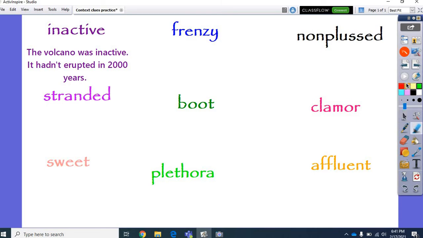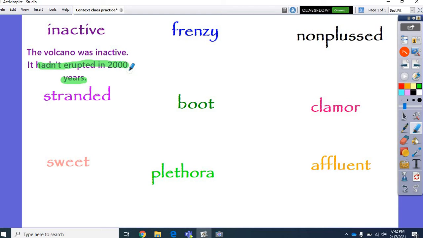Okay, so I see the word inactive. When I use my context clues, I'm going to look at all of the words and sentences around it and see if it gives me kind of a clue. Okay, it says that a volcano was inactive and that it hadn't erupted in 2,000 years. That's kind of a big clue right here, the fact that it hadn't erupted. If it's inactive and it hadn't erupted, what do you think? Does the volcano have any ashes or lava coming out of it if it hadn't erupted? No. So inactive means that it's not active.